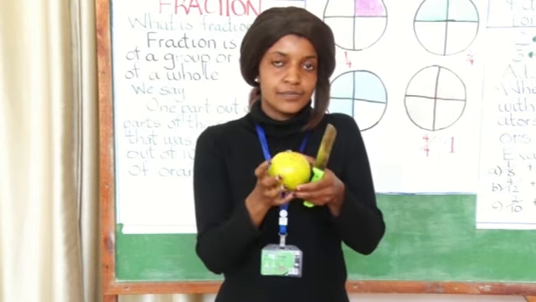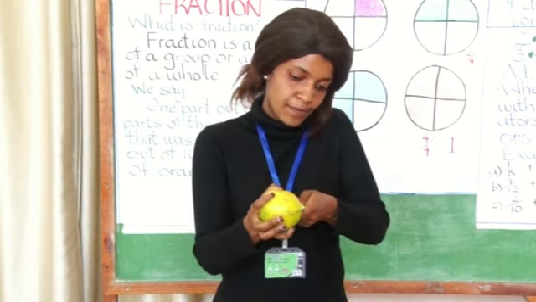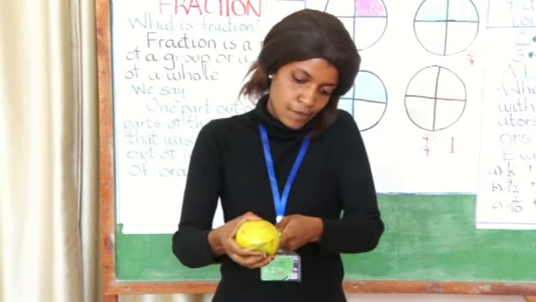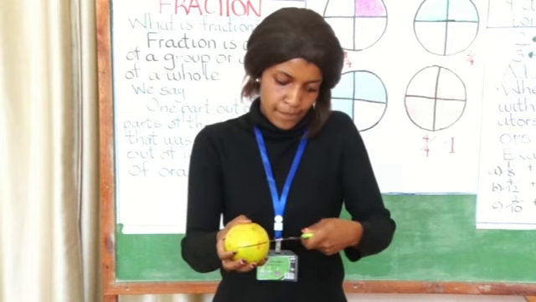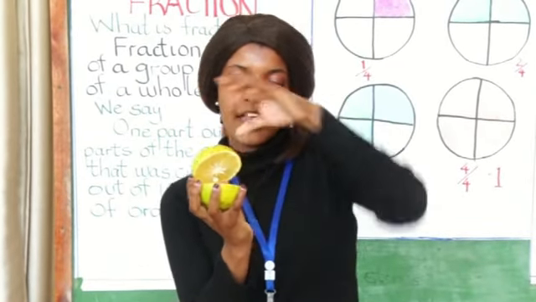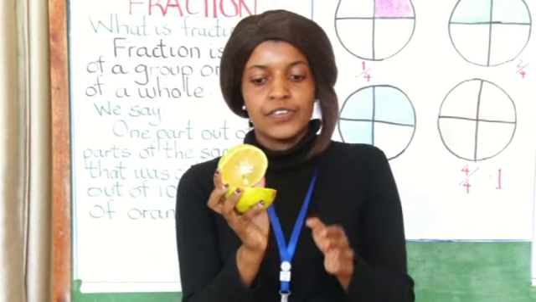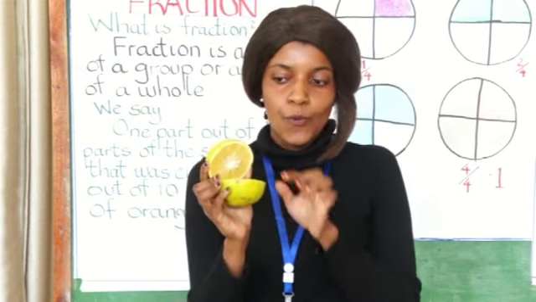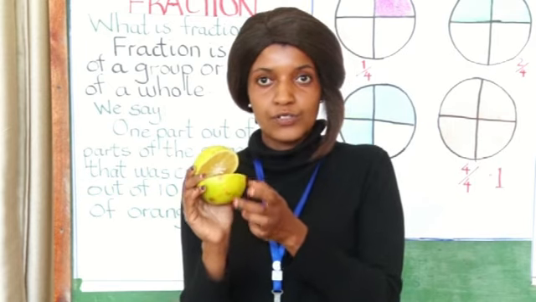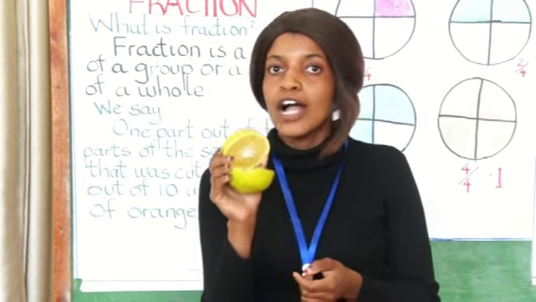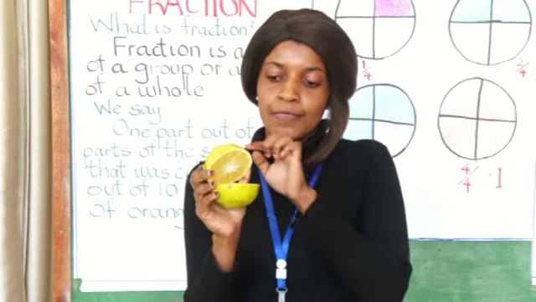When we say the part of a whole, I have a whole orange, one orange. I'm going to cut it at the middle. I've cut my orange to get two parts. You see here, I have two parts of a whole orange. Now, if one part of this orange is removed, this will be equal to 1 over 2. Two parts. So, the fraction will be equal to 1 over 2 or a half. We are calling it a half because the two parts are equal.